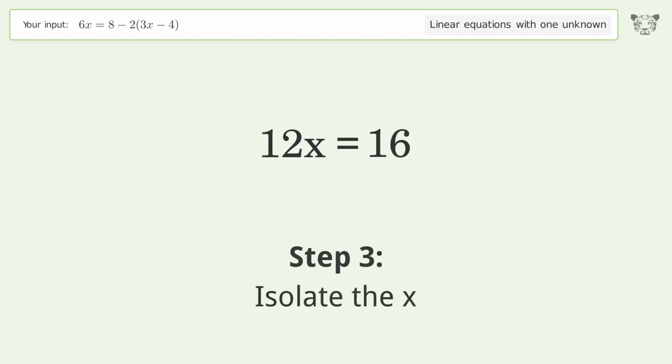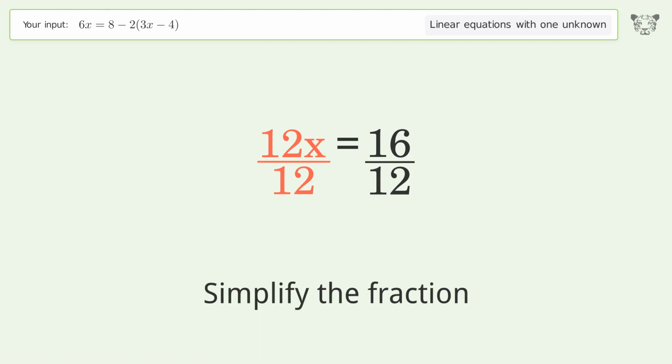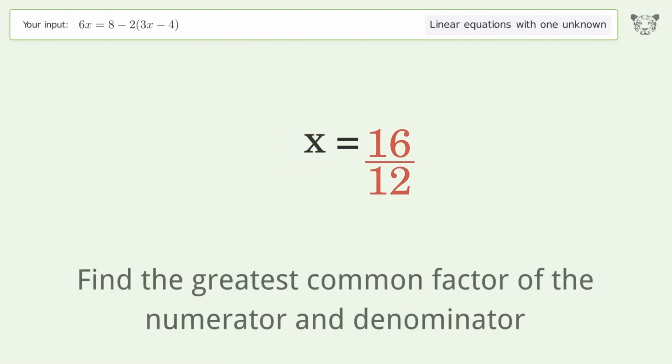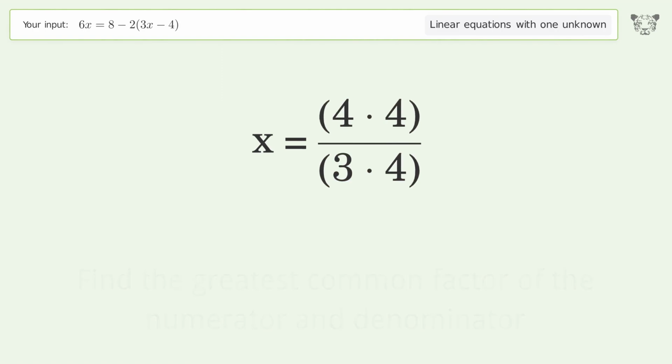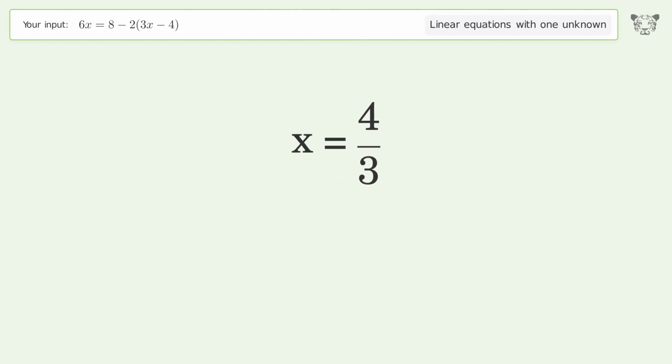Isolate the x. Divide both sides by 12. Simplify the fraction. Find the greatest common factor of the numerator and denominator. Factor out and cancel the greatest common factor. And so the final result is x equals 4/3.